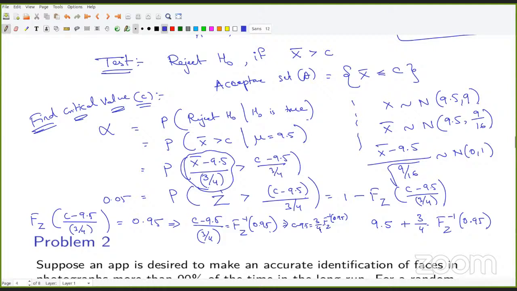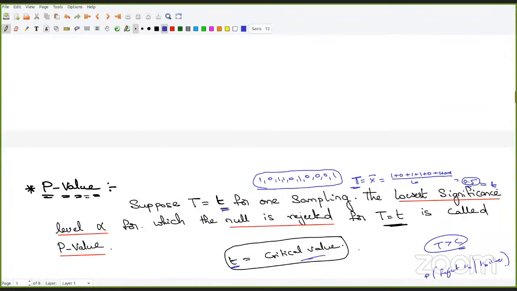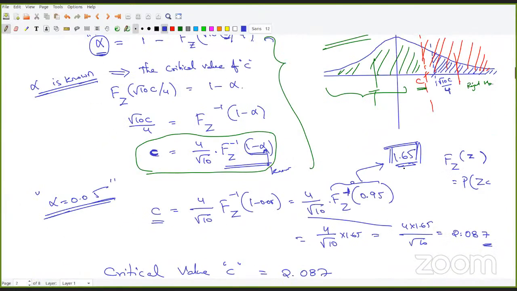It's in the denominator, so you just multiply 3 by 4 on both sides. You will get C minus 9.5 equal to 3 by 4 times Φ inverse of 0.95. If you bring 9.5 to the right hand side, C will be equal to 9.5 plus 3 by 4 into Φ inverse of 0.95. We just saw what Φ inverse of 0.95 is. Using the standard table, we got the value 1.65. So Φ inverse of 0.95 is 1.65.